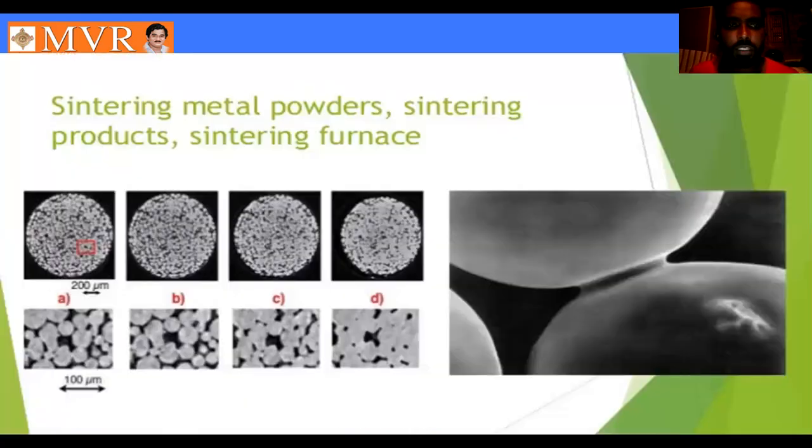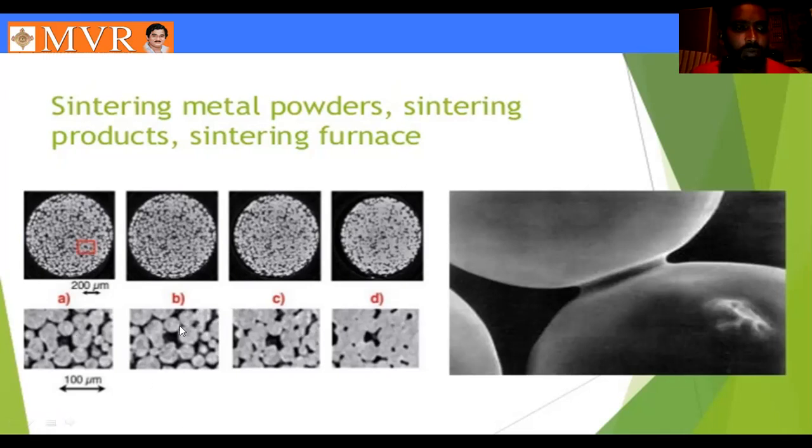Like this, see here: metal powders, sintering products, sintering furnace. In the sintering furnace, they give an example A, B, C, D. In A, the bonds are not stronger. From B onwards it starts becoming slightly stronger. In C it is stronger compared to B. In D it is fully stronger. Complete strong bonding can be seen in this fourth diagram. This is how the bonding forms, step by step, in the block diagram A, B, C, D. In diagram A, the bonds are not formed perfectly.